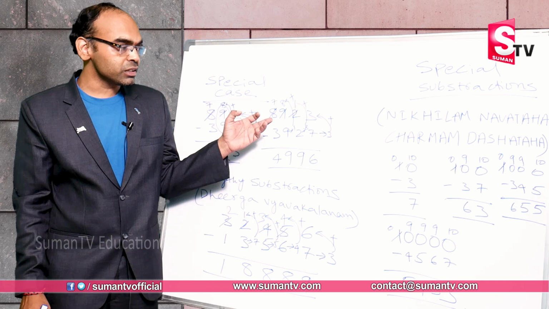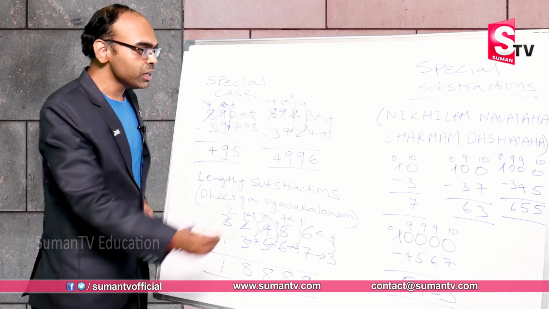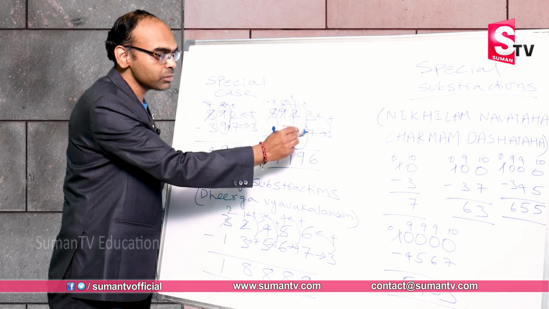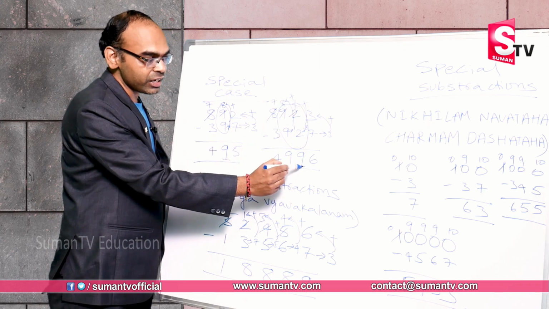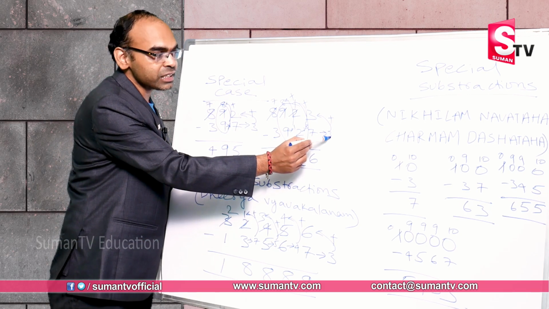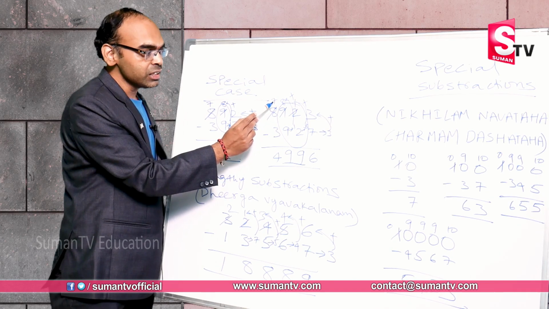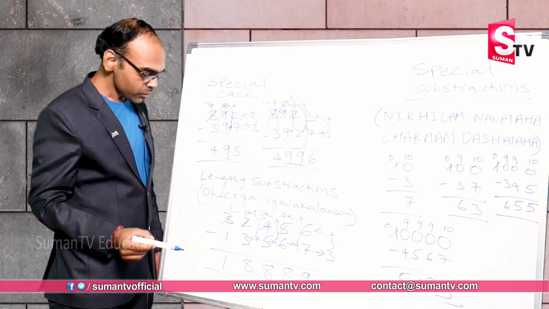If you observe this one also, 8923 minus 3927. Here these middle digits are same. Simply you can write 99 in the middle. Here for 7, the complement is 3. 3 plus 3 is 6. Here 8 will be reduced to 7. 7 minus 3 is 4.